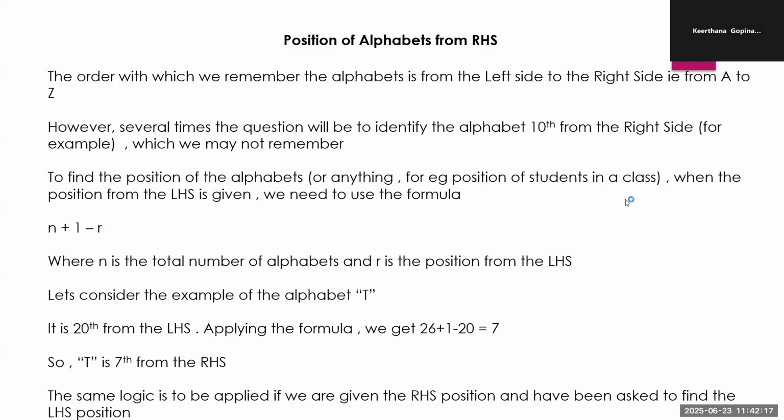Also, there is a way to arrive at the position of the alphabets. The formula we use is n plus 1 minus r. Okay, please remember this formula. This is a formula which is used to arrive at the position of the alphabet from any point to any point. For example, what is the alphabet which is 20th from the left hand side?